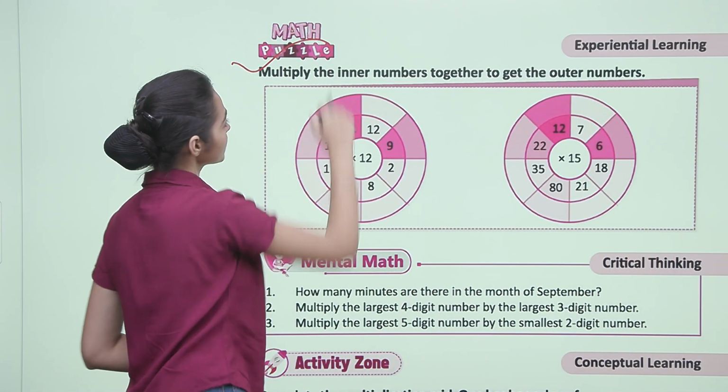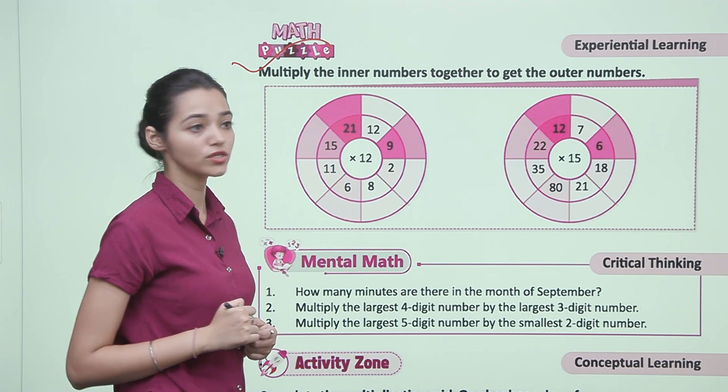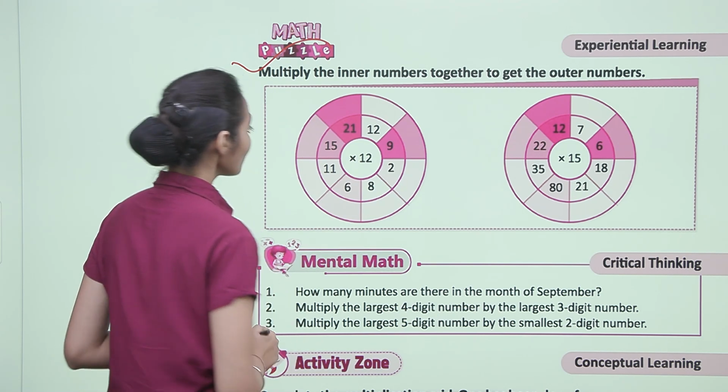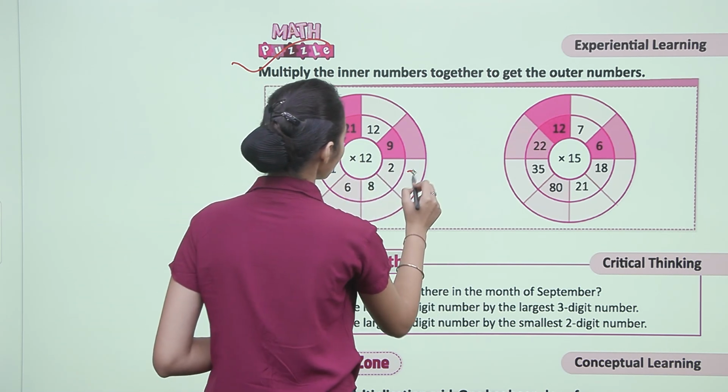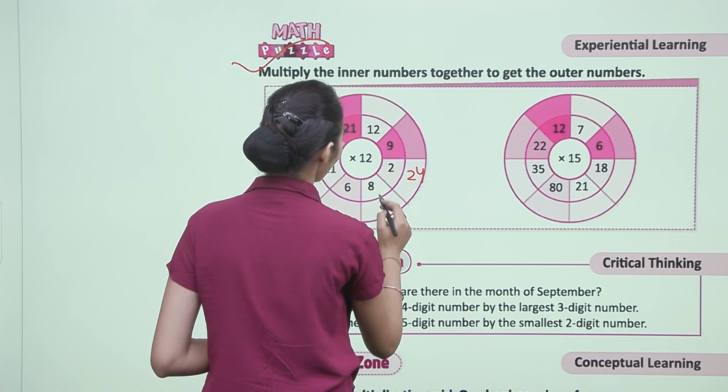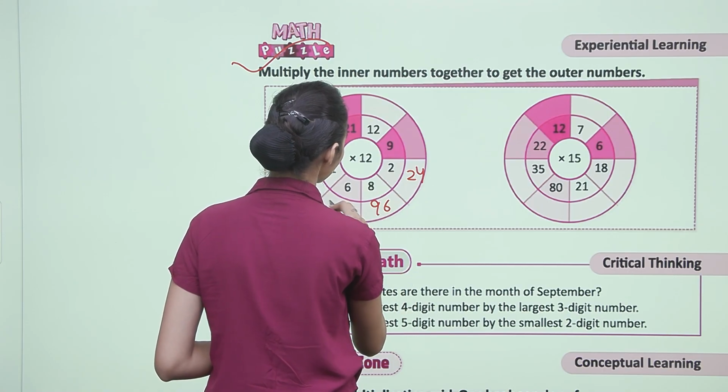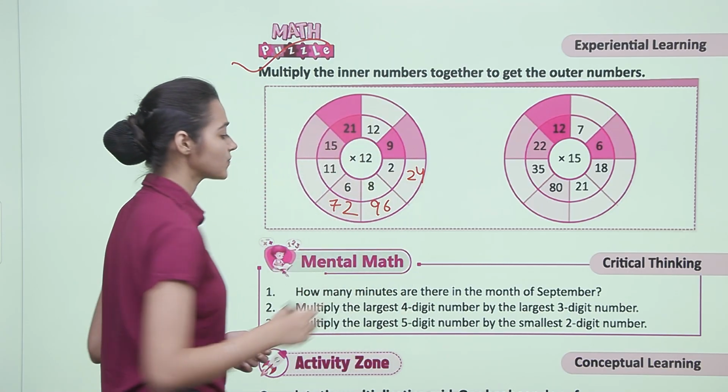Now let's start with the maths puzzle. We have to multiply the inner numbers together to get the outer numbers. So when we multiply the inner numbers, it becomes 12 2s are 24, 12 8s are 96, 12 6s are 72. That's how you have to complete this puzzle.